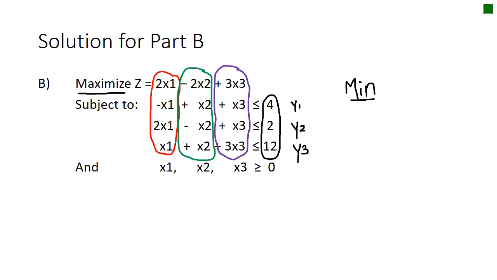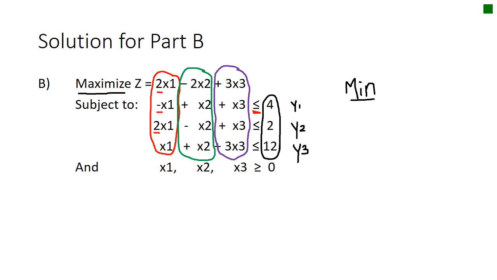Let me switch back to red. We're going to have negative y1 plus 2y2 plus 1y3 is going to be greater than or equal to 2. And we're doing greater than because it's different from this less than or equal to. So we're going to do greater than or equal to 2.